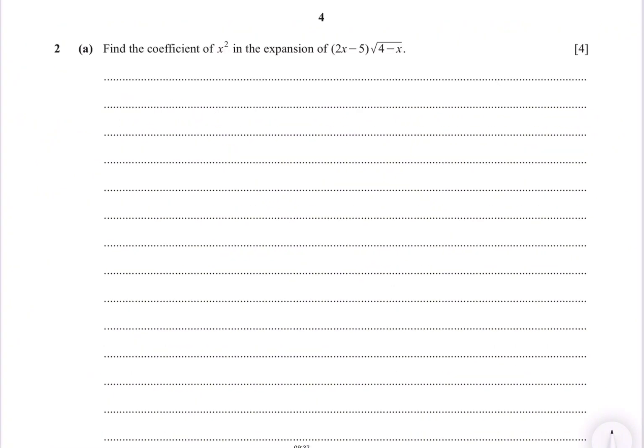Now question number 2, find the coefficient of x square in the expansion of this. It's a binomial expansion question. So convert 4 minus x square root in the index form. So 4 minus x whole power 1 over 2. So actually we have to apply this 1 plus x power n, which says this thing.